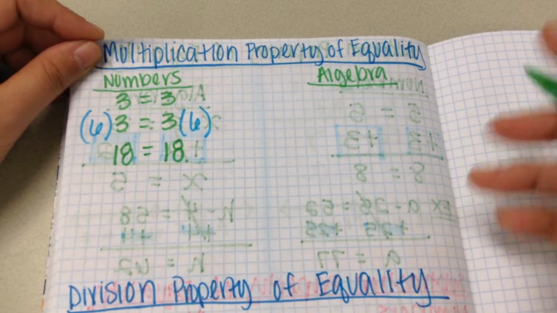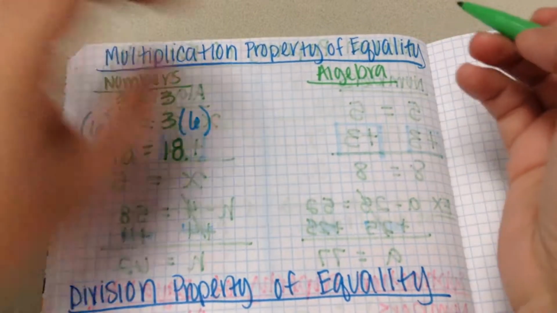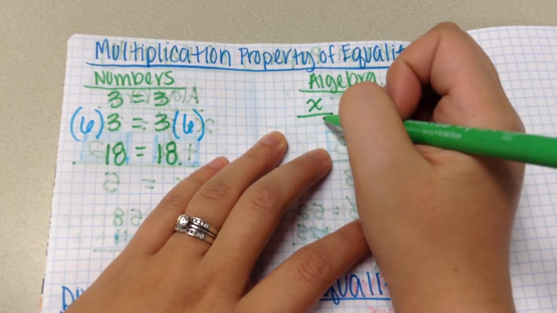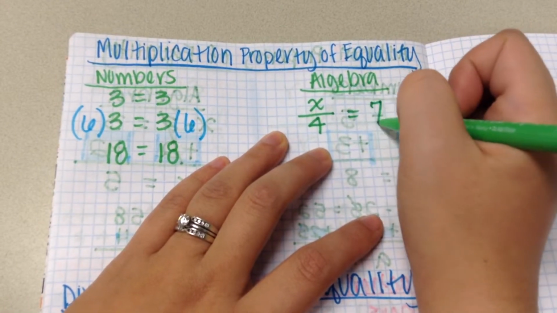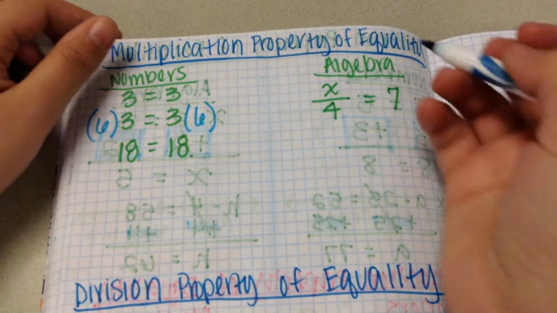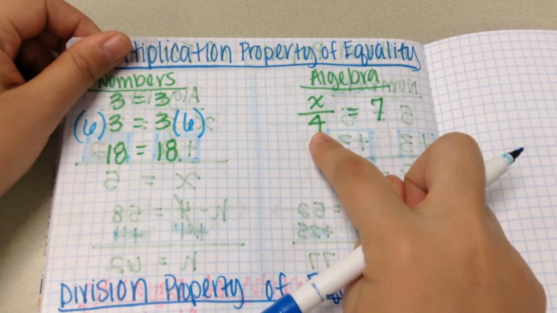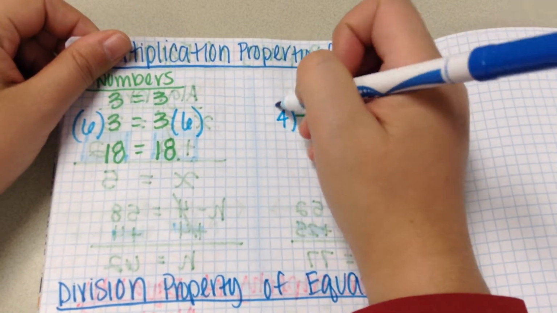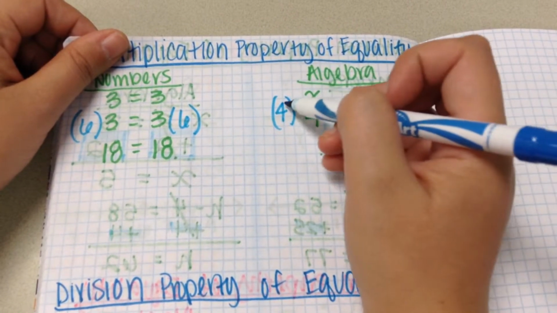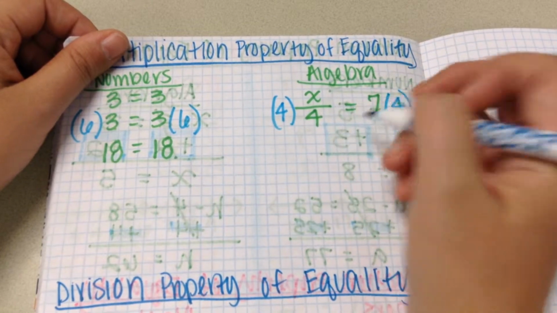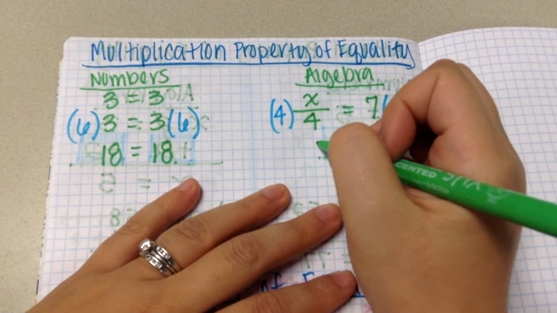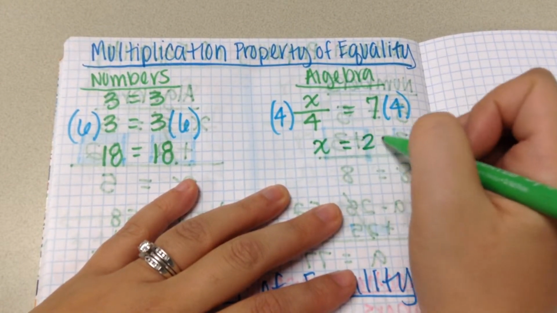Now we can do the same concept using algebra. So let's say we have x divided by 4 has to equal 7, okay? So again, I have to multiply by the same number on both sides. So I want to get rid of this 4, so I'm going to multiply by 4 on both sides. And then these are actually going to cancel out. So I'm just going to have x equal to 28. Okay.